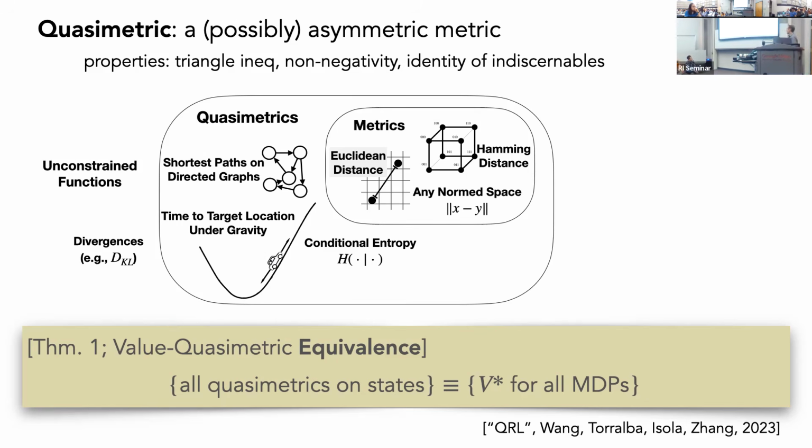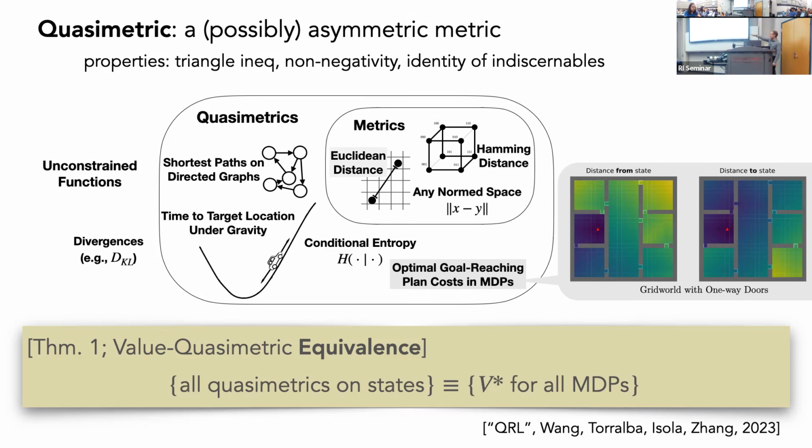Okay, so that just tells us that in quasimetrics we have the optimal value function, or the cost of an optimal plan to go from a state to a goal. And that's a very fundamental, important object for all these types of reinforcement learning and planning problems.